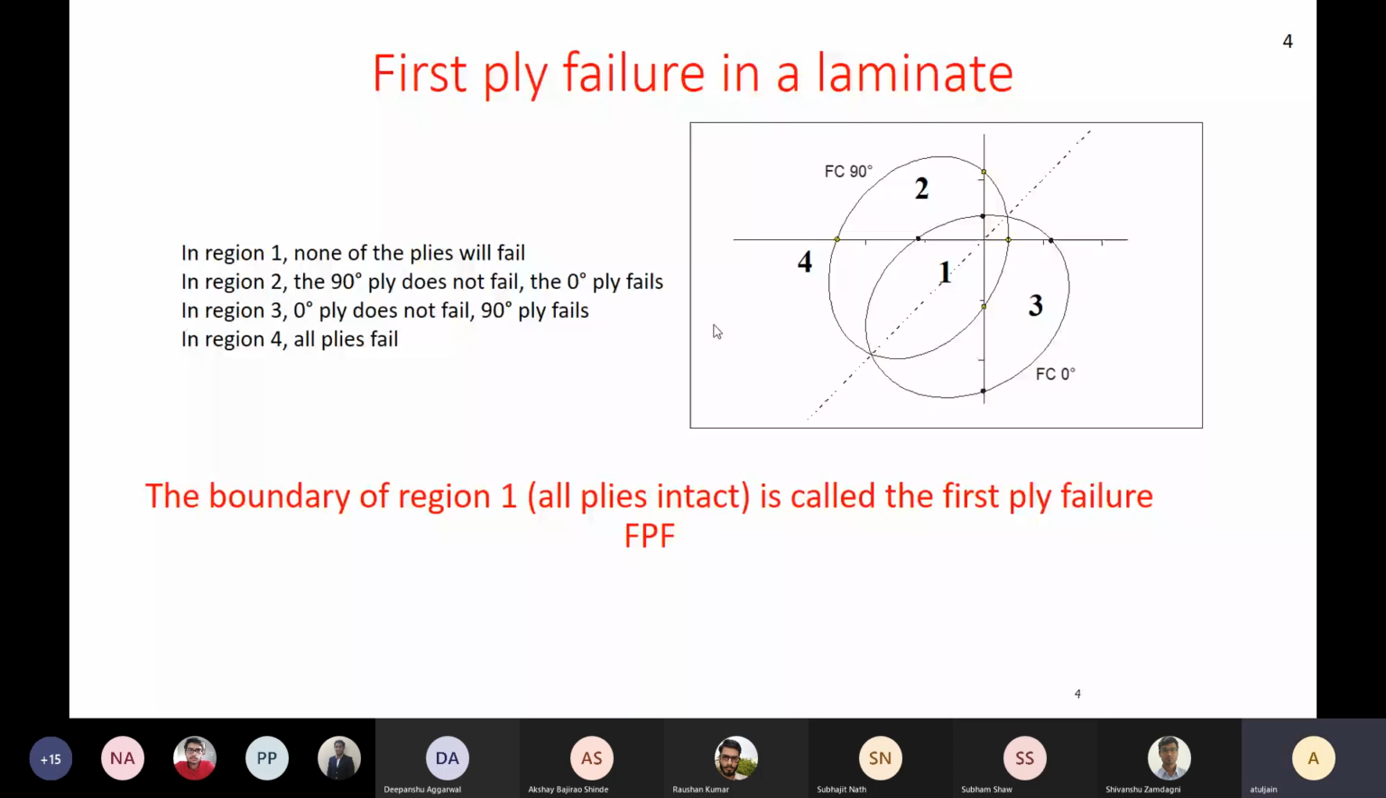In our previous class, we learnt about how different laminas can fail. You have failure envelopes for the lamina. By putting together the failure envelopes for different laminas, you can get the region for the first ply failure. At the borders of region 1, the first ply is going to fail. Okay, clear? Any questions so far?